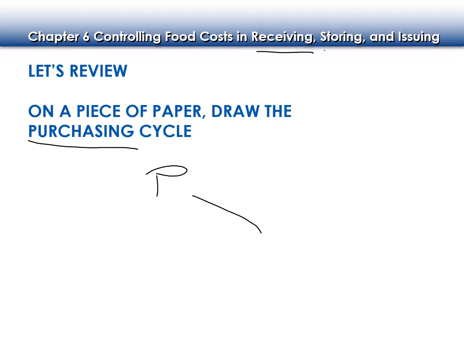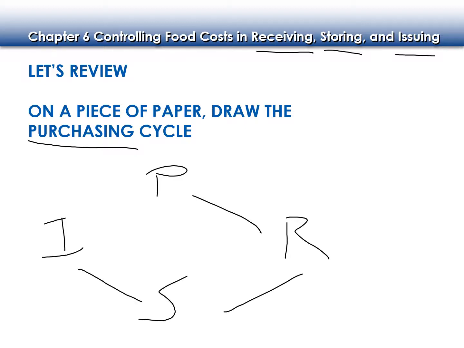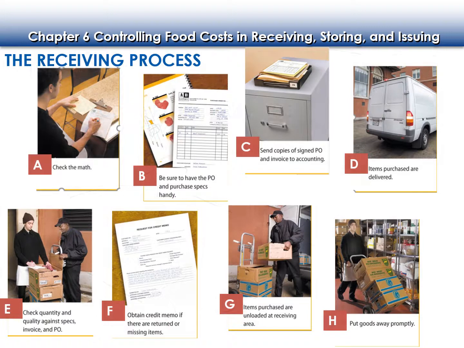Receiving, storing, and issuing. So we purchase it, we receive it, we store it, we issue it, and then we purchase again. What's the step between issuing and purchasing? Inventory. Actually taking an inventory of what we have so that we can get back up to par. Good. Look at that. Oh, it's all coming together.